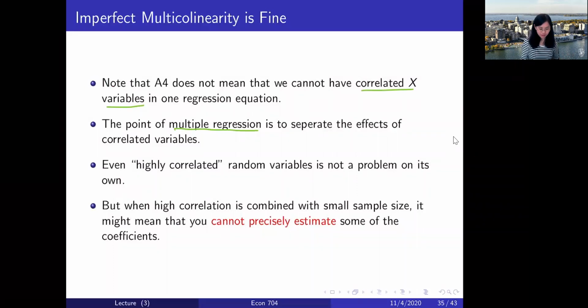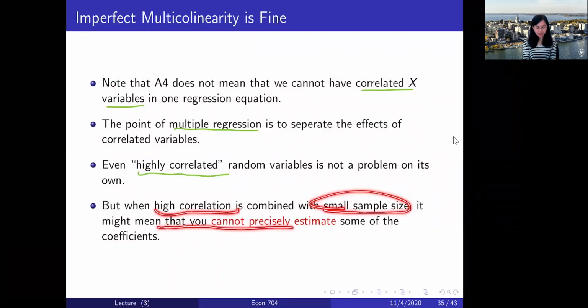So we can allow correlation. We can even allow highly correlated random variables in X. And highly correlated random variables is not a problem on its own, as long as it's not perfect. But highly correlated X variables, when combined with small sample size, can mean that you cannot precisely estimate some of the coefficients.